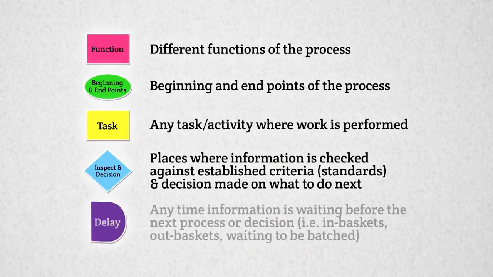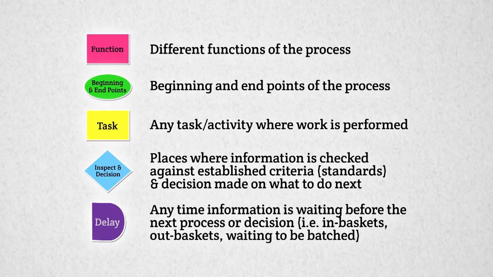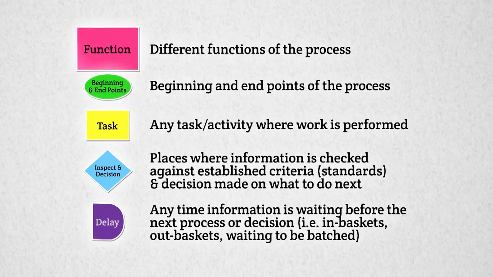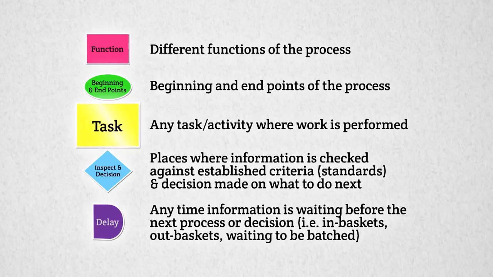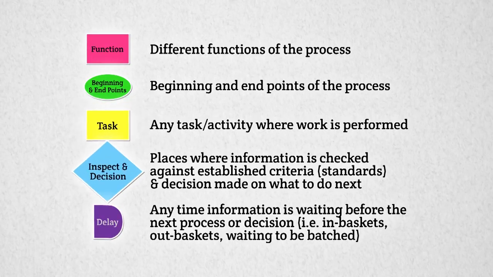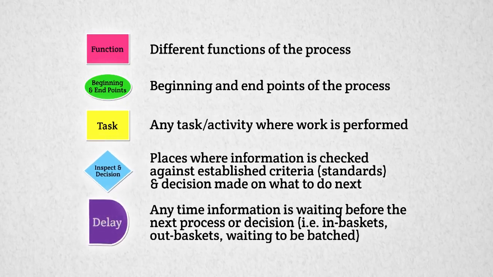Using color-coded Post-it notes helps to make the process visible. For example, beginning and ending points of the process use green Post-it notes. Pink Post-it notes are used to identify functional areas. Any task activity where work is performed, use yellow Post-it notes. Use blue Post-it notes turned into a diamond shape to indicate a decision point which will lead to a separate path or set of steps. Use purple Post-it notes anytime there is a wait or delay before the next step or decision.